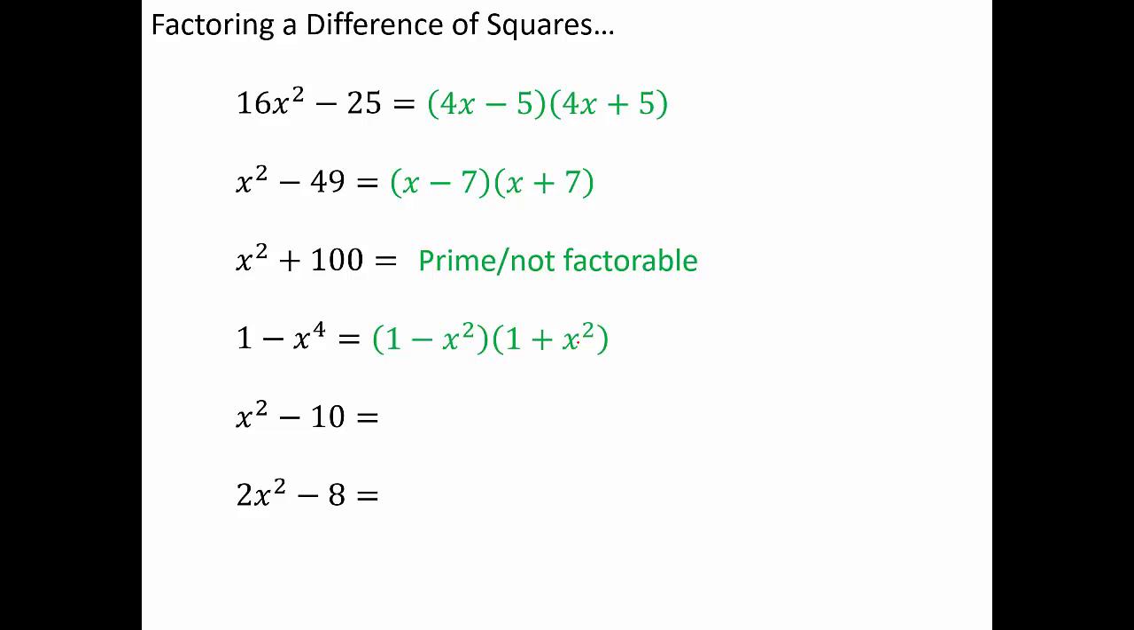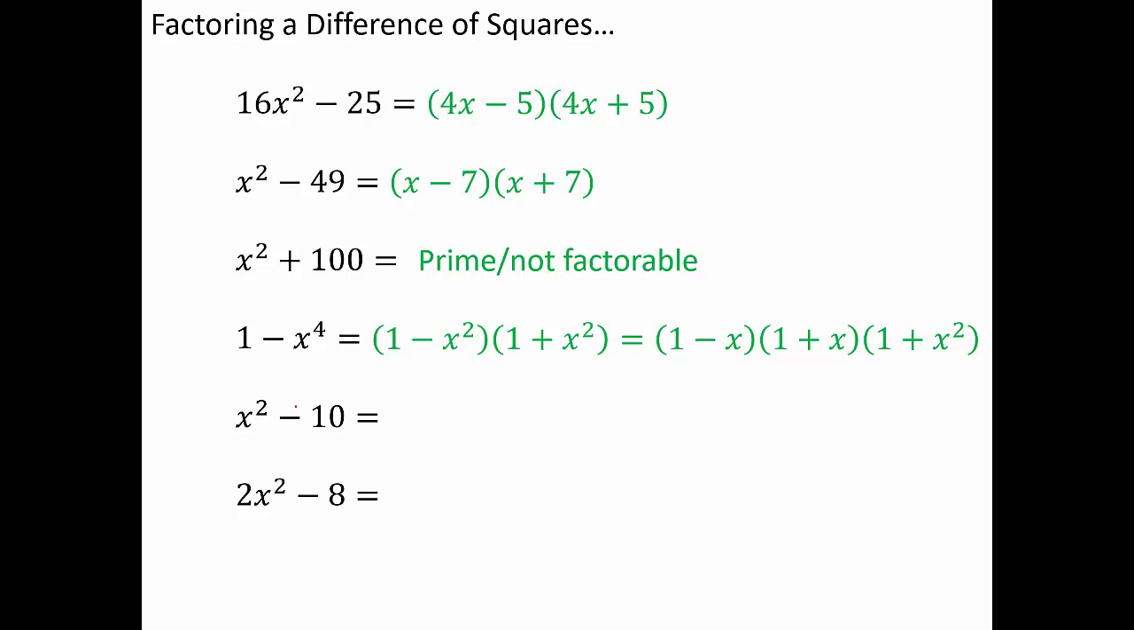Now always remember, you're not done until you're done. Hey, look at this right here, 1 minus x squared. Isn't that itself a difference of squares? Why, yes it is. 1 minus x squared would be 1 minus x, 1 plus x. And then 1 plus x squared, a sum of squares, cannot be factored. So on this one, it actually factors into 3 binomials.